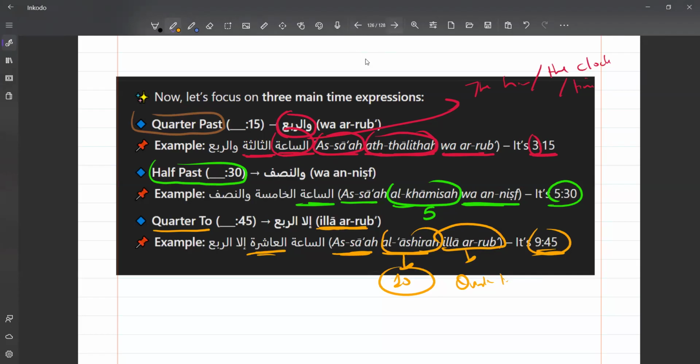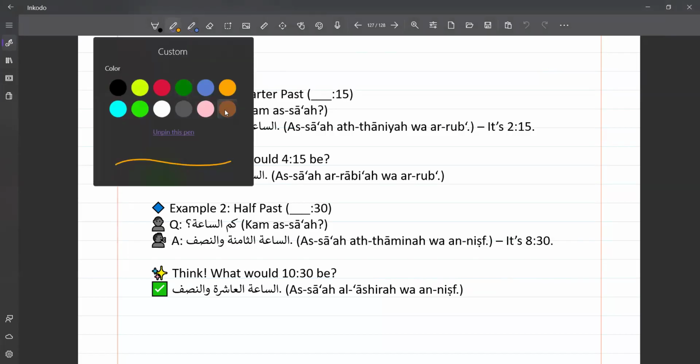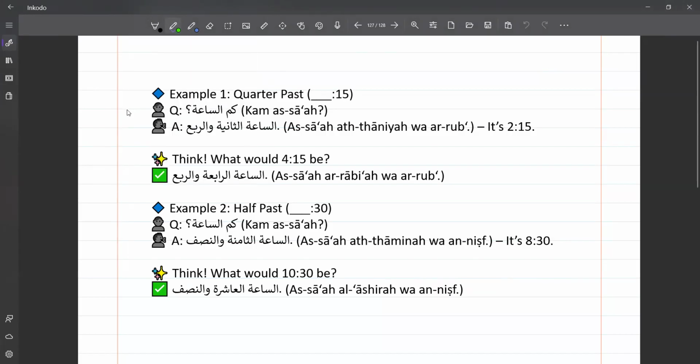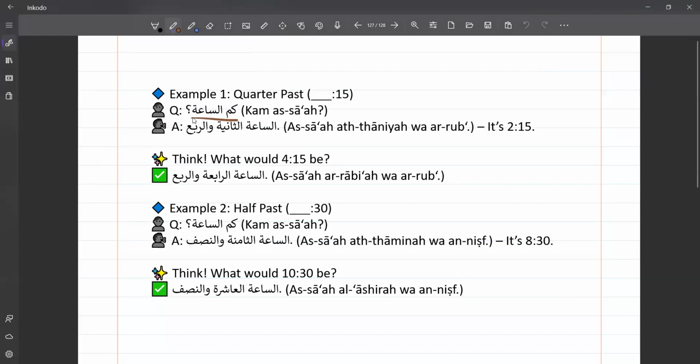Moving forward. Okay, so now let's study some examples to test our knowledge. The first example is regarding quarter past. Whenever we ask a question regarding time in Arabic, we say kam as-sa'a. Kam means what, and as-sa'a means time, which we just studied.